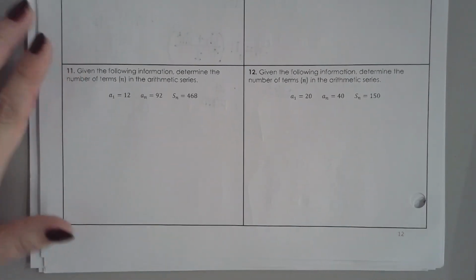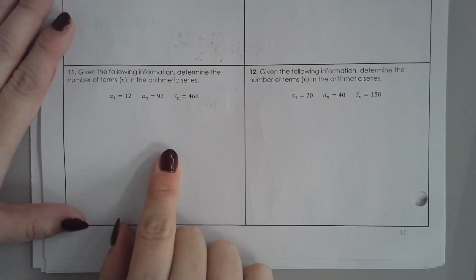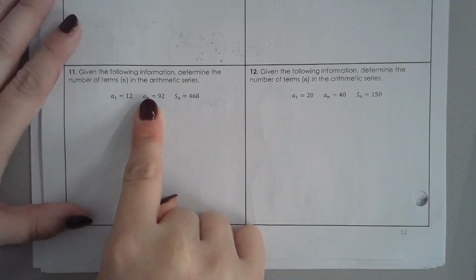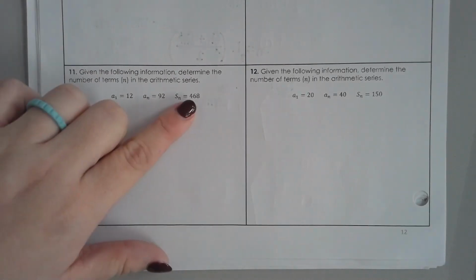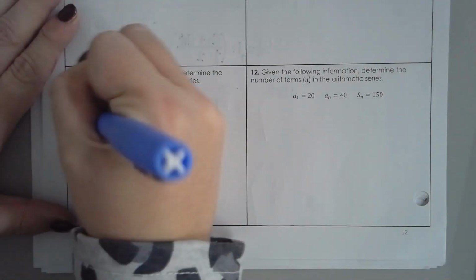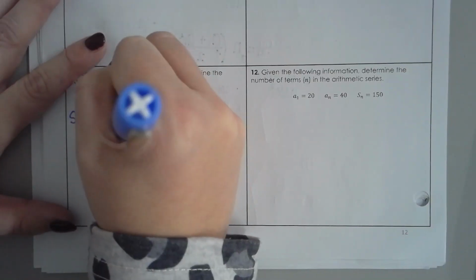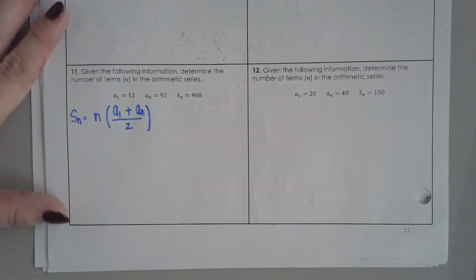Here's where we're going to see questions that the formula, you have to have it. You can't use sigma to answer a question like number 11. I'm giving you A1. I'm giving you AN, which is just one of the terms. It's the last term that's being added, and I'm giving you the sum. What you don't have is N. So let's write the formula down and fill in what we know.